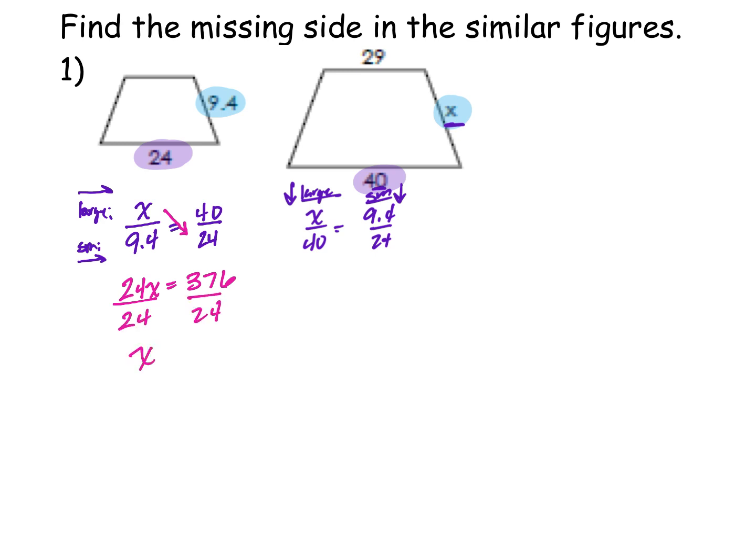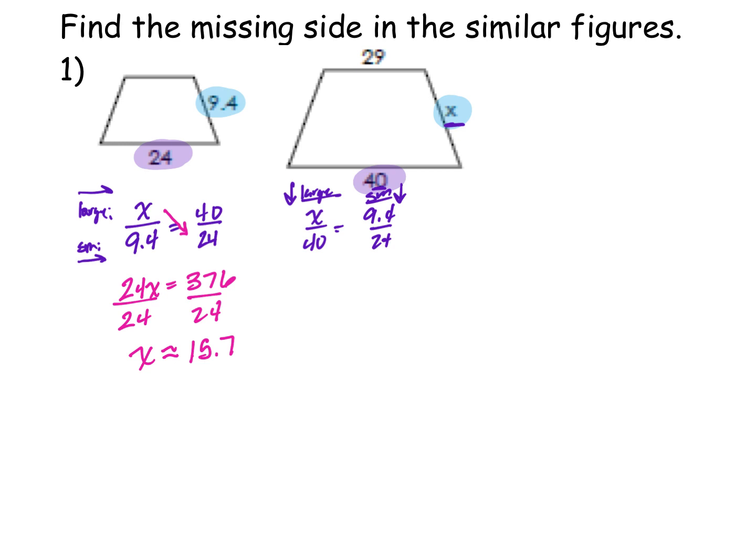And x is going to equal, divide by 24. That's what I did too. Cross multiplying. Yeah, that's what you do. X is going to be approximately equal to 15.7. Any questions?